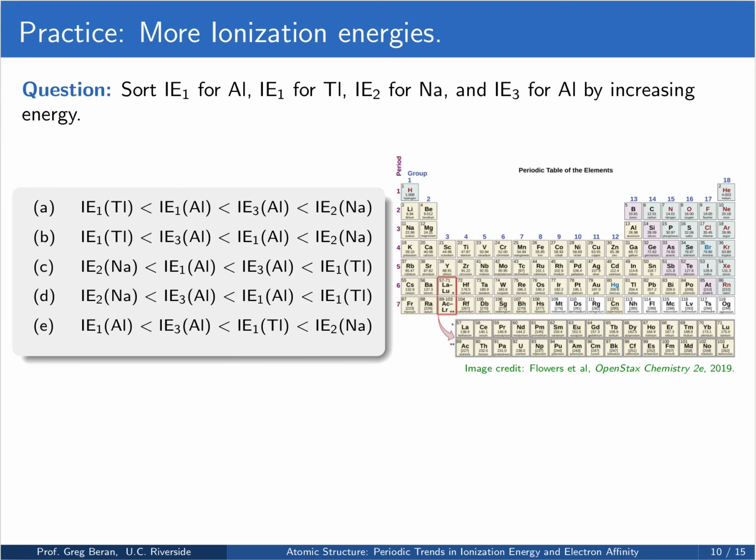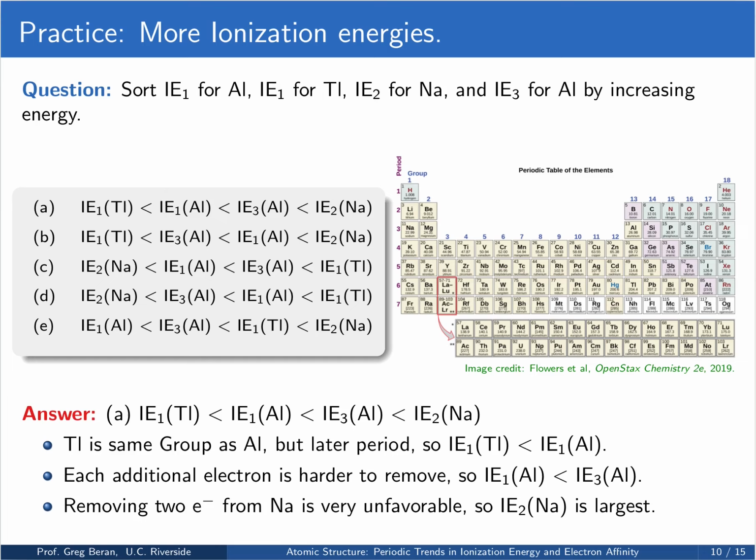Let's try another one. Sort the following ionization energies from smallest to largest. So we have the first ionization energy of aluminum, the first ionization energy of thallium, the second ionization energy of sodium, and the third ionization energy of aluminum. And for reference, thallium is down here at element 81. Pause the video, attempt the solution, and resume when ready.